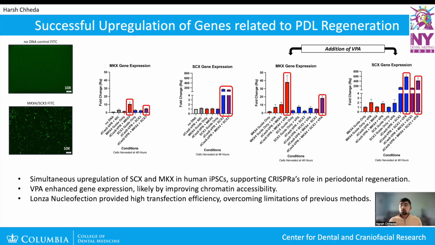Now, Scleraxis went from 200-fold to over 500-fold alone, and then in the multiplex format went from around 180-fold increase to a 400-fold increase, both cases showing that we were able to effectively multiplex and upregulate both of these genes of interest using the CRISPR activation model in human iPSC cells.